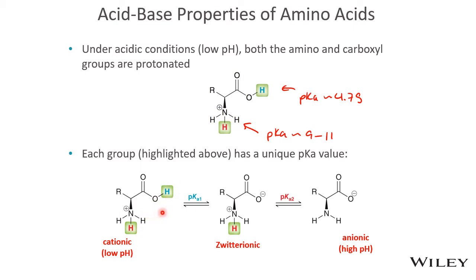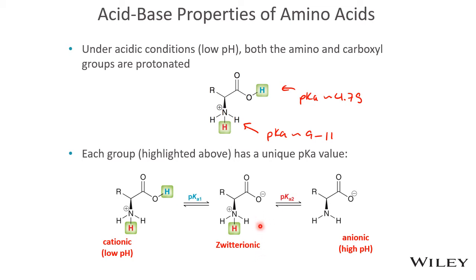Now, as we increase the pH to above the pKa of the carboxylic acid, eventually the pH is going to be so basic that this H is going to be removed to form the carboxylate ion. Now, at this point, we have the carboxylate ion and the ammonium ion. This is known as the zwitterionic state of our amino acid.